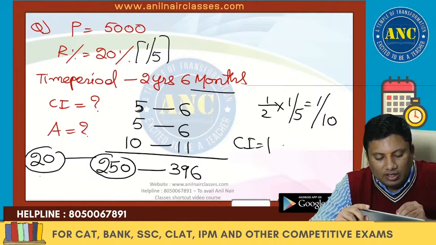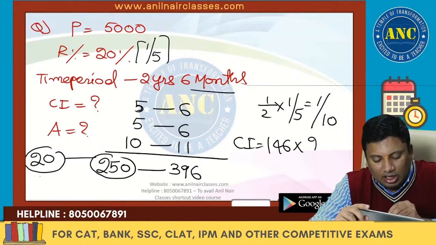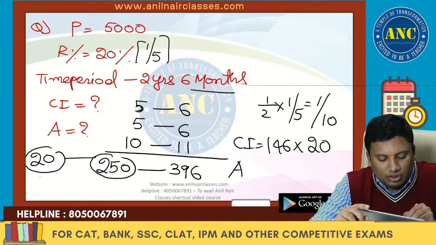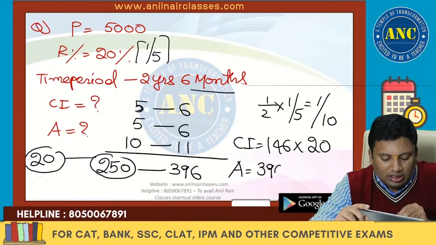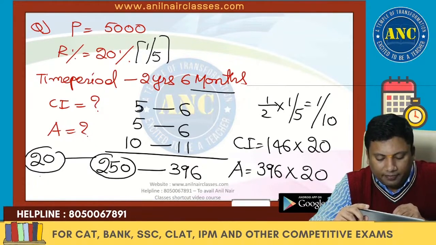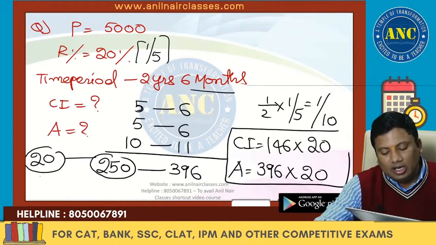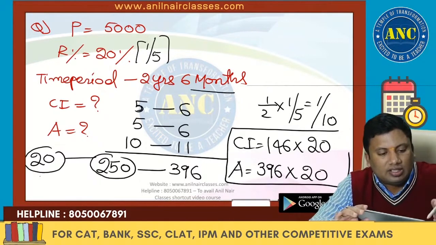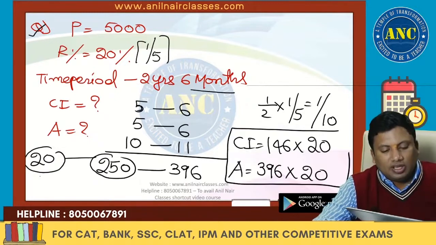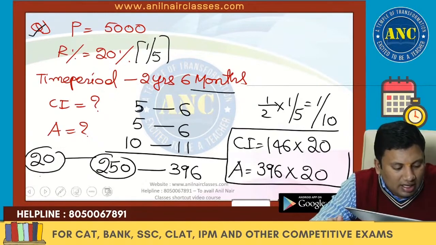CI is 146 into 20. Amount is 396 into 20. I hope this idea is clear. Next one.